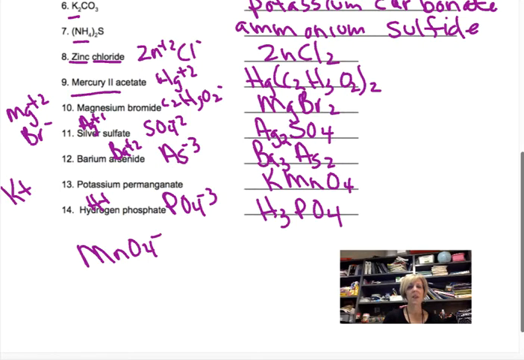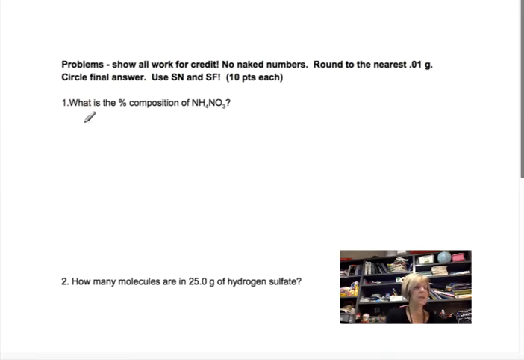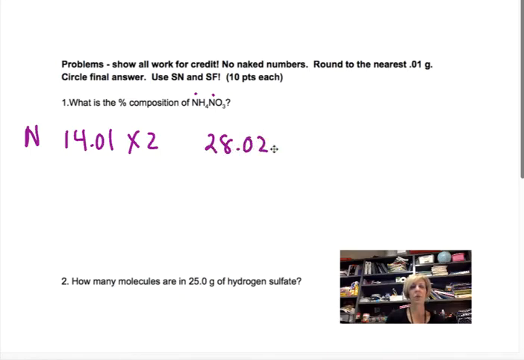All right, so now let's do the percent composition problems. I need to know the percent composition of, this is actually ammonium nitrate. So I have 2 nitrogens, right? I have a nitrogen there and a nitrogen there. Each one is 14.01 grams per mole times 2. That's 28.02 grams of nitrogen.